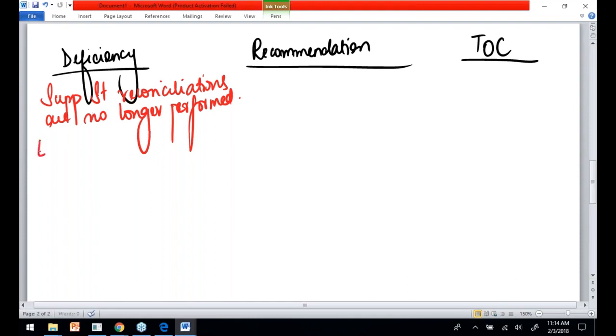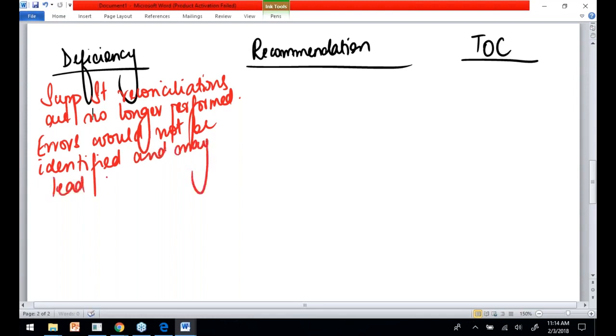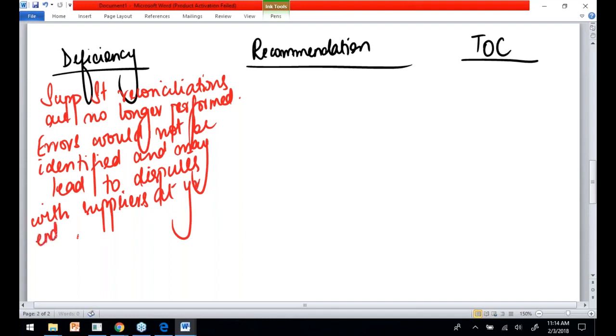The second line would be: errors would not be identified and may lead to disputes with suppliers at year end and misstatements in payable balances.